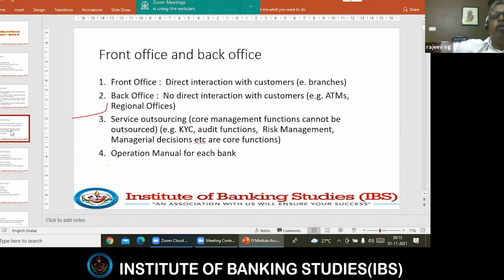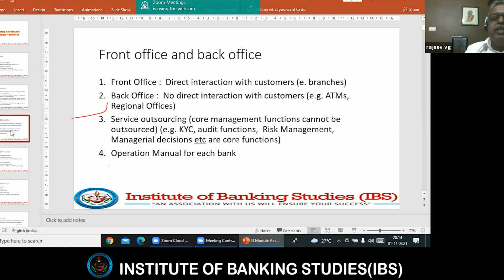Now we have the low type counters, mostly on the front line or the front office of the bank. That is the banking hall, front side. The employees will be attending to the customers, so the direct interaction with the customers is happening in the front office. Even otherwise, we can say that the entire branch, or most of the portion of the branch, is being used as a front office for the interaction with the customers. There, sales happen, account opening, loans, sanctioning of loans, all those things happen in the branch offices.